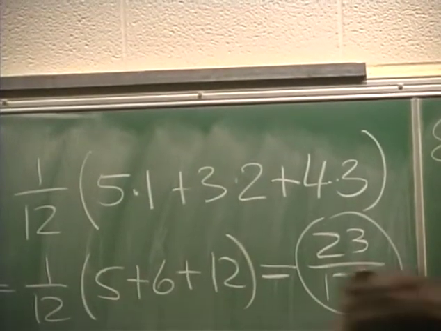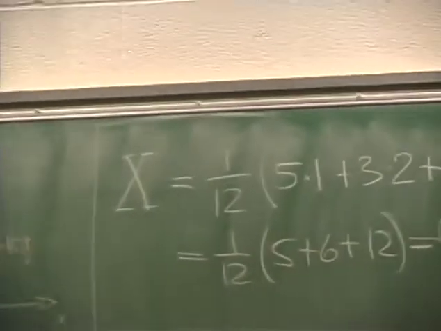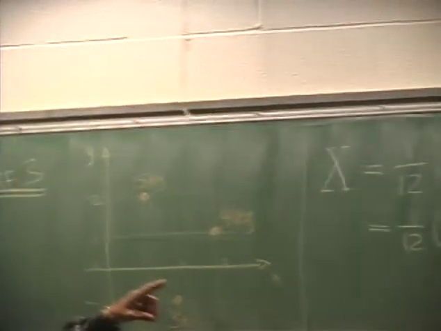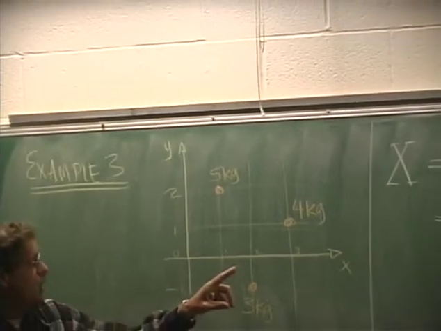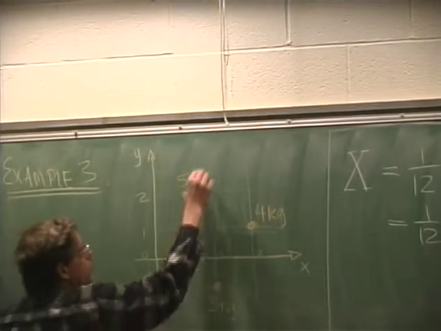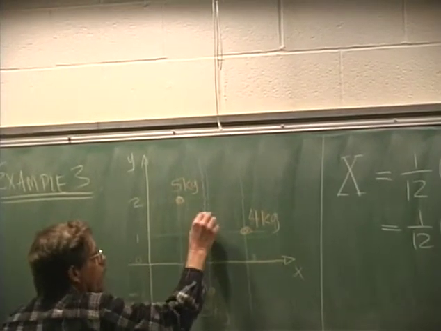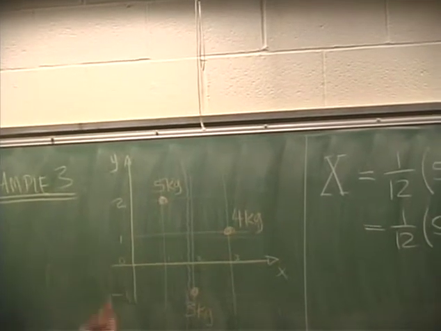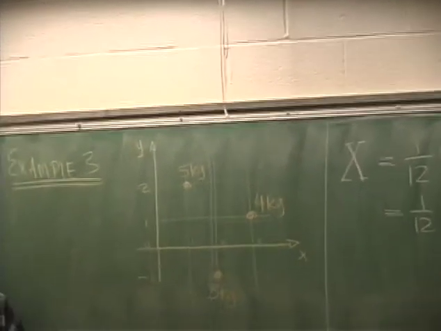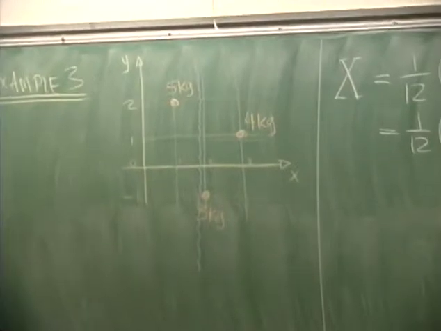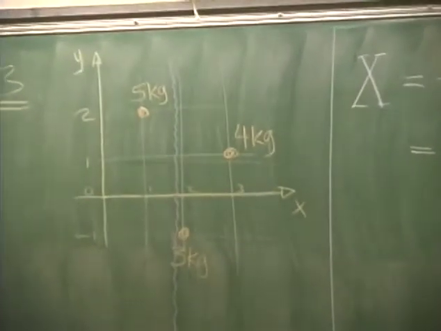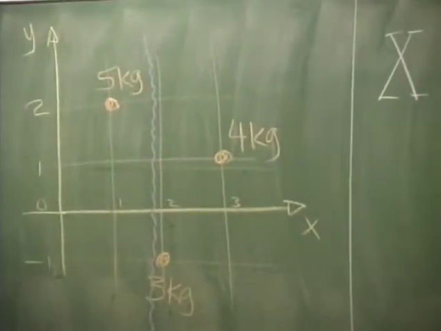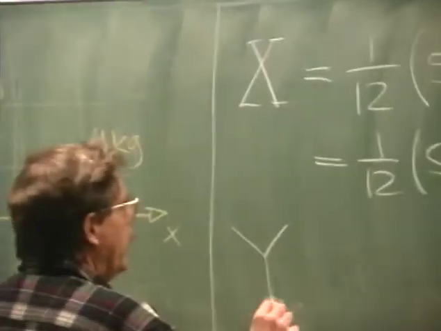Let's see what that means on this diagram here. 23 over 12, 24 over 12 would be 2, so that's a hair less than 2. That means that the center of mass lies on that line there. I don't know yet how far up or down it is. That's going to come from the y component. But the x component is 23/12. So far so good? Okay, how about y?